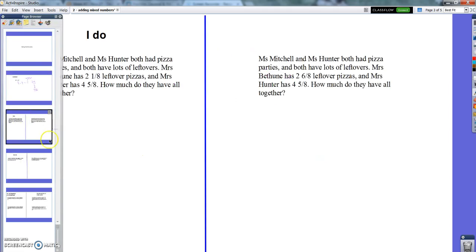I almost have the same problem two times here, so I'm going to do two I do's. They're just about the same problem though. I'll show you the difference. So let's talk about this one on the left first.